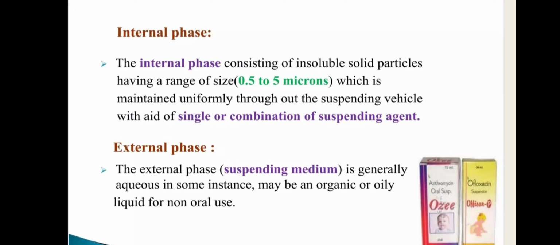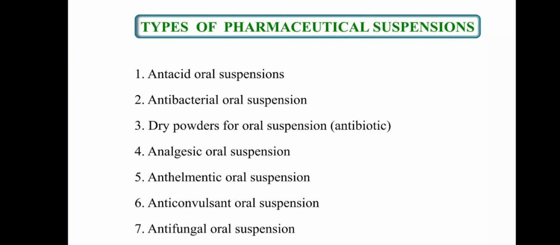External phase: the external phase, the suspending medium, is generally aqueous, and in some instances may be an organic or oily liquid, non-solvent for the solid. Then types of pharmaceutical suspension: antacid oral suspension, antibacterial oral suspension, analgesic oral suspension, dry powder oral suspension, anticoagulant oral suspension, anti-emetic oral suspension, antifungal oral suspension.